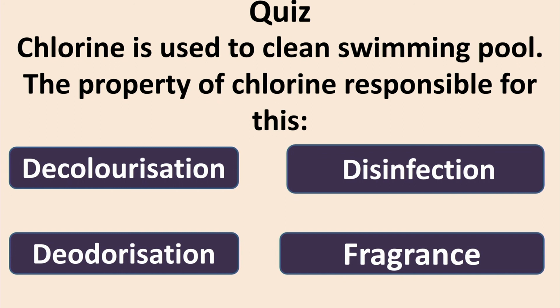Decolorization means if the water has any dirt or color, it will be removed. Next, disinfection. Disinfection means it is going to kill the germs or microbes present in the water. Deodorization, if any bad smell is there, because chlorine has a particular pungent smell, so it is going to deodorize. Or fragrance, to give a pleasant smell to that water. So, which is the answer? Think for yourself.